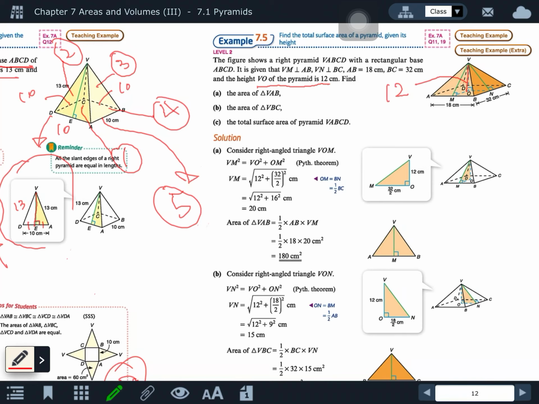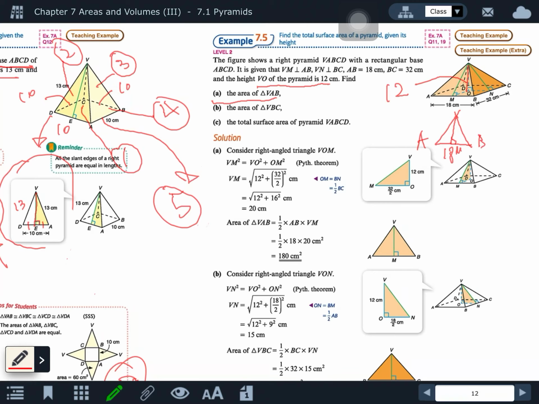Okay, first let's see what we need to find out. Part A needs us to find the area of triangle VAB. So first, for VAB, I copy this out. AB I know is 18, but we don't know VM, the height. So we need to find the height VM. How can we find it?